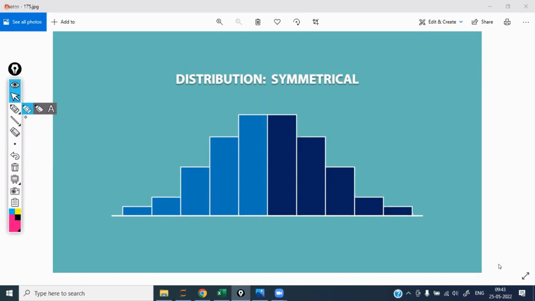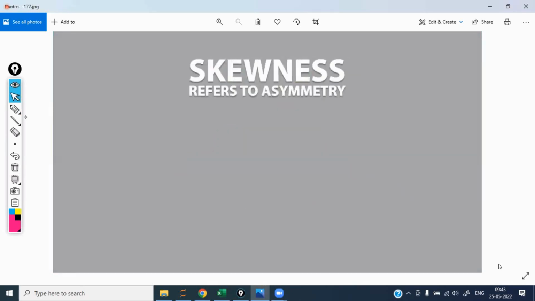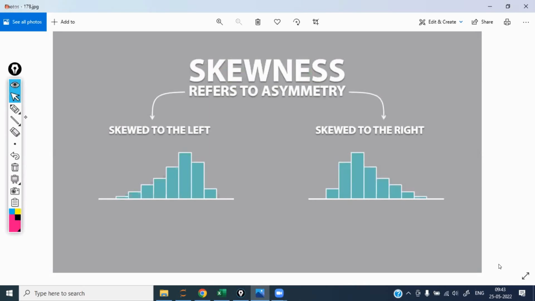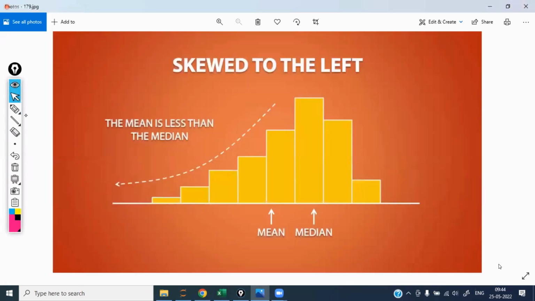If the data is unsymmetrical, unsymmetrical means they are not equal from the center. Then it is called unsymmetrical data or skewed data. Skewed means unsymmetrical or non-symmetrical. So skewness tells us whether the data is normal or not, whether the data is symmetrical or not. So this is called left skewed.